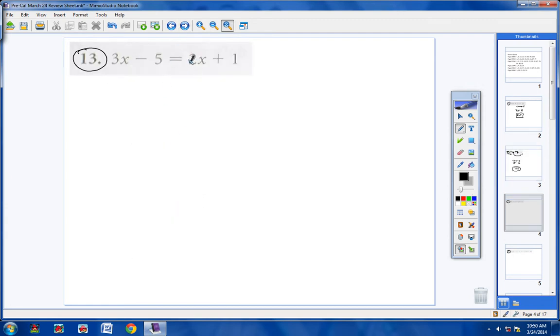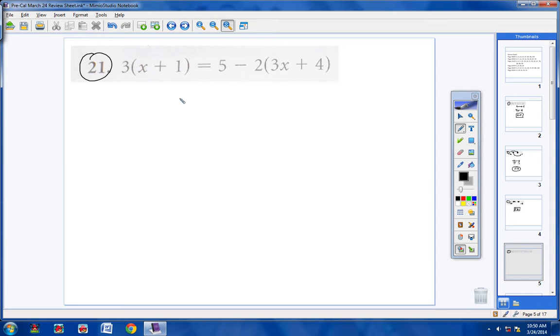Number 13. Bring your 2x over, and when you bring it over, it becomes a negative 2x. Bring your negative 5 over, it becomes a positive 5. And 3x minus 2x is 1x, or just x. And 1 plus 5 is 6. So pretty simple, pretty easy linear equations.